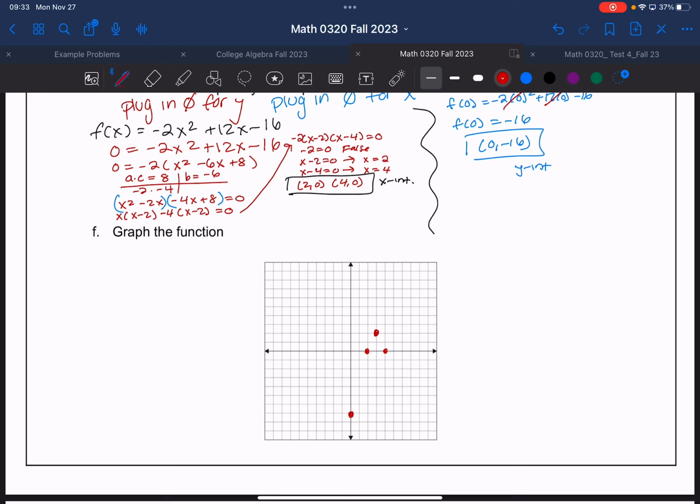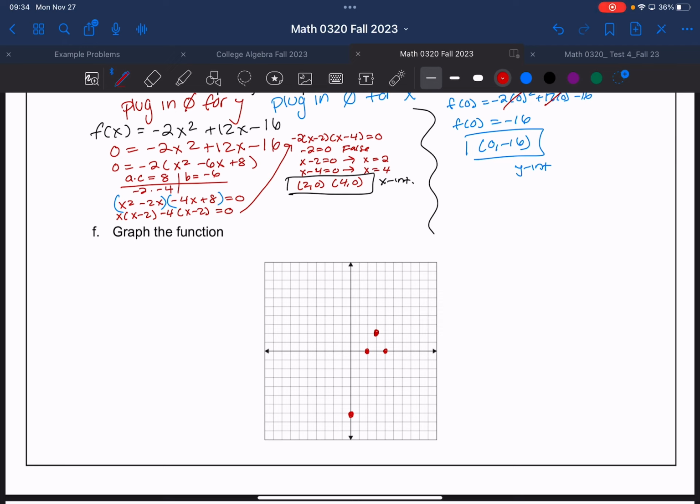Now it looks like this function is going to be pointing up or pointing down? Down. And I know this because at the very beginning, my a value was what? Negative. And since my a value is negative, I know my graph is going to be upside down.